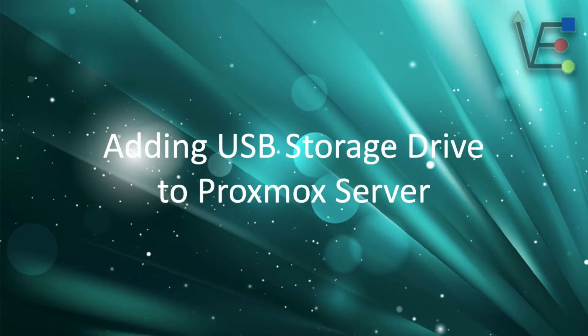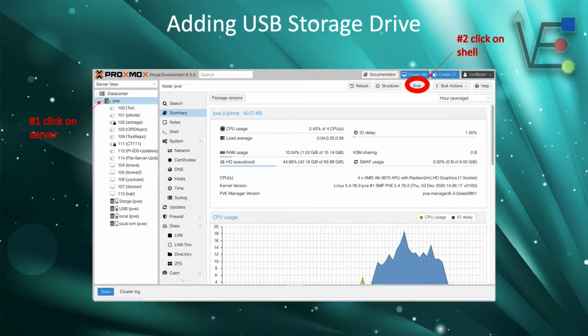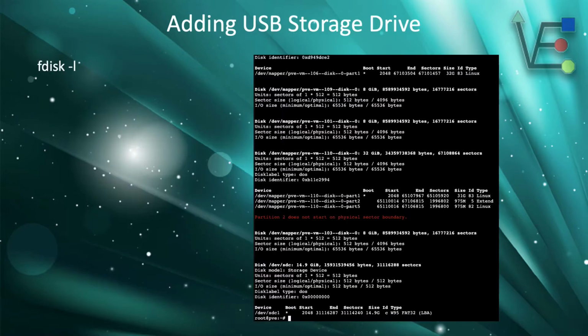Tonight's video is going to be about adding storage to your Proxmox server using USB drives. The first thing you're going to need to do to begin adding or setting up a USB external drive to your Proxmox server is to select your server from your data center. Then we're going to click on the shell command in the upper right hand corner of our web interface.